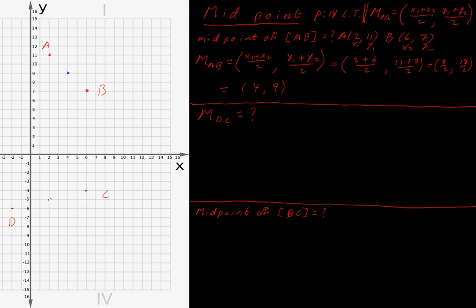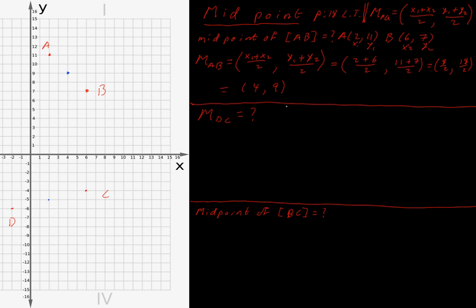And again, it's a good idea to try and get a bit of a feel for roughly where it might end up. They won't always be whole numbers. In this case, we ended up with 4, 9, so they were nice whole numbers. You can end up with fractions and decimals for your midpoints. There's no reason to expect that it has to be whole numbers when you do your work.